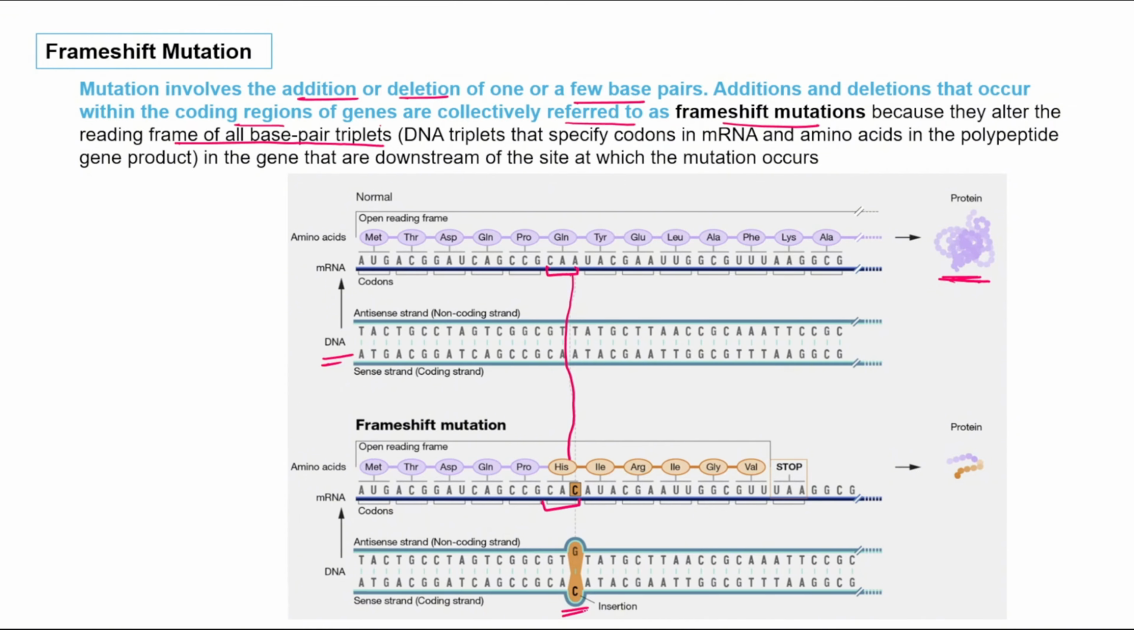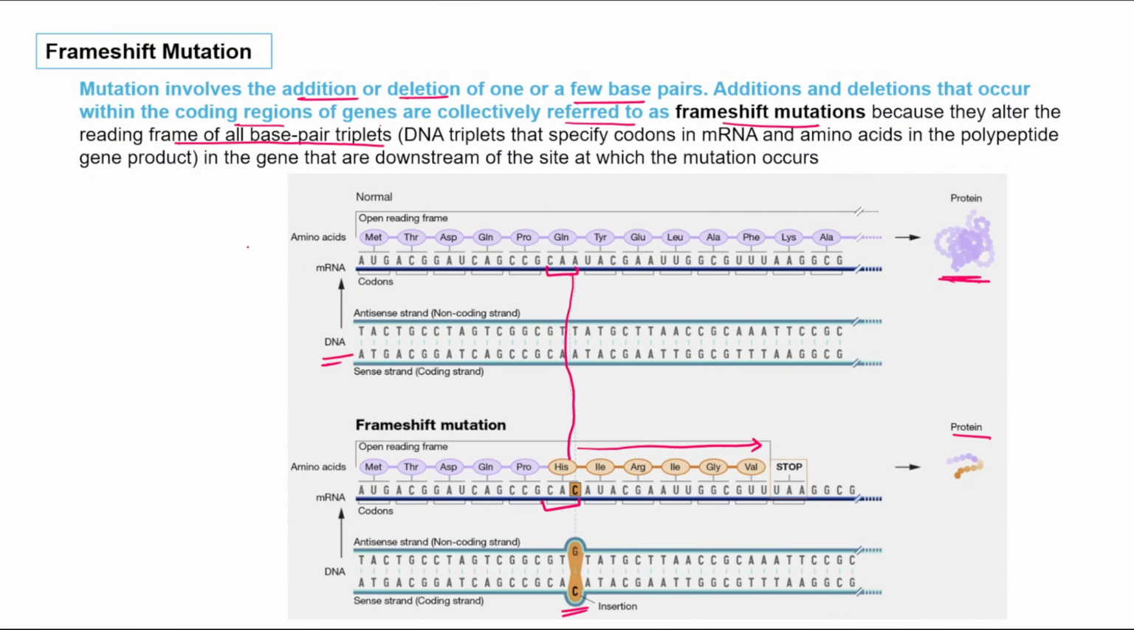So after insertion of the nucleotide, that completely changes all the reading frames downstream of the site at which the mutation occurs, and that produces a non-functional or truncated protein. This mutation is called frame shift mutation, where all the reading frame changes after the mutation.